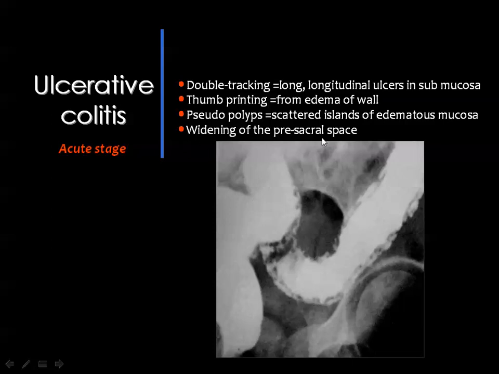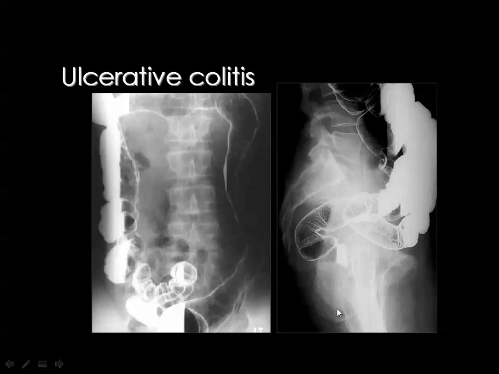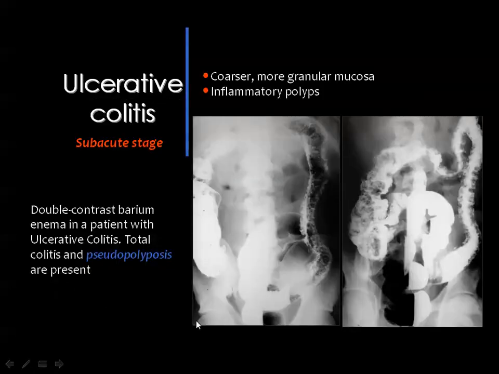Then this is considered in the era of barium enema as one of the diagnostic signs, which is widening of the presacral space due to spasm of the rectum. This is the granular appearance of the colon and the rectum and the sigmoid area, and this is considered the final or the pre-final stage of ulcerative colitis, with lead pipe appearance, spastic colon, loss of haustra, and even shortening of the colon itself. Then in the subacute stage, you get coarse granular mucosa and inflammatory pseudopolyps.